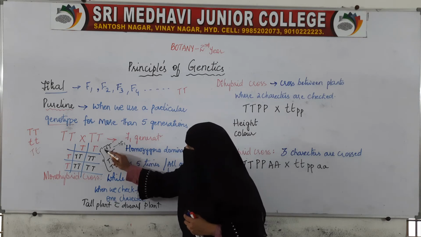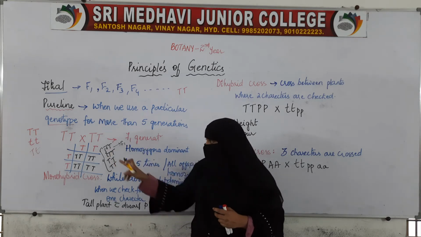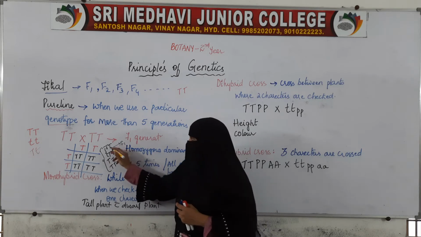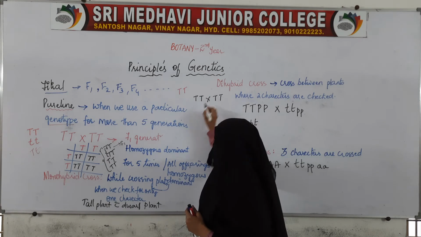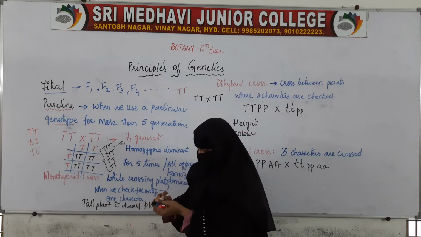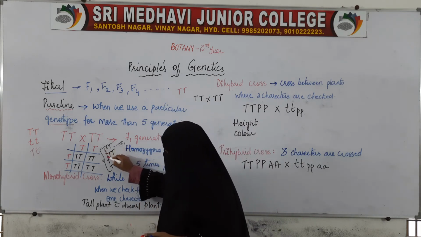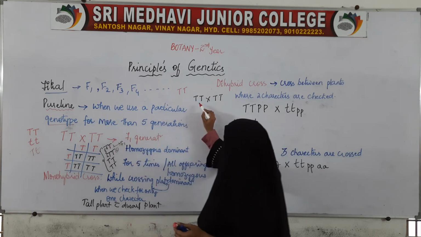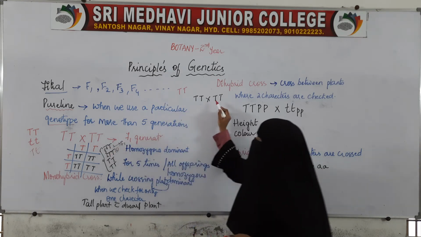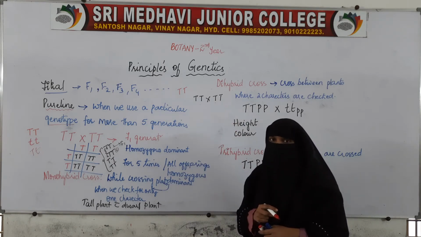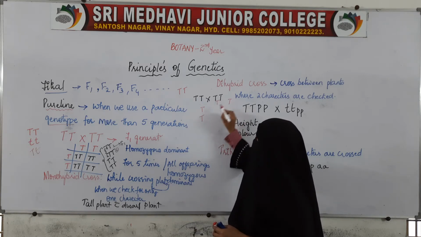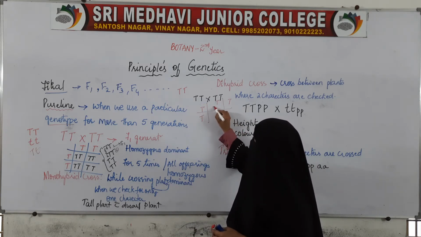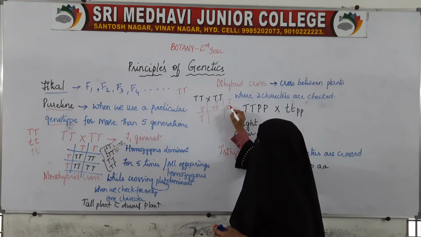Now make a cross between these 2. Selfing means crossing between the same generation. So now we will take again capital T, capital T, capital T, capital T. These two will cross, first and second. First is capital T, capital T, second is also capital T and capital T. So what will you get? Cross it, 1, 2, 3, 4. The same you will get: all capital T.